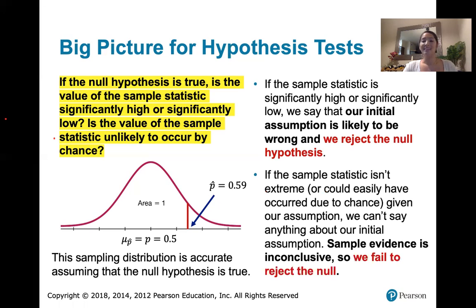Now, if the sample statistic isn't extreme relative to this null hypothesis, like maybe if our p hat was, let's say, 0.51, we'd say, well, that could easily happen due to chance. So the sample evidence is inconclusive, and we can't say anything about the null. It might be that the null is not 0.5, but the evidence doesn't suggest that it's not 0.5. So we're going to fail to reject the null in that case. But again, it's possible that we reject the null when we're just looking at a particularly unlikely value of p hat that occurred due to chance, and then we would be making a mistake.